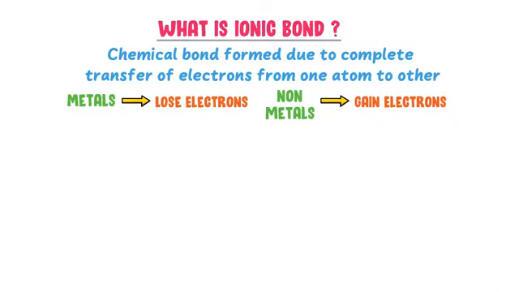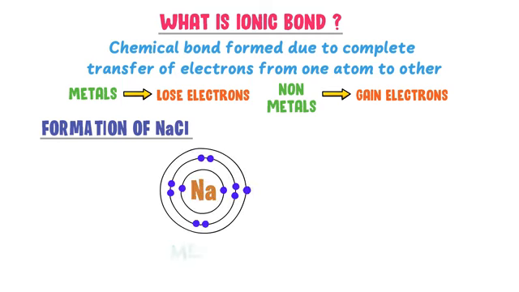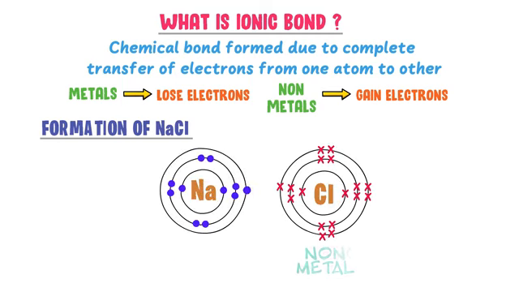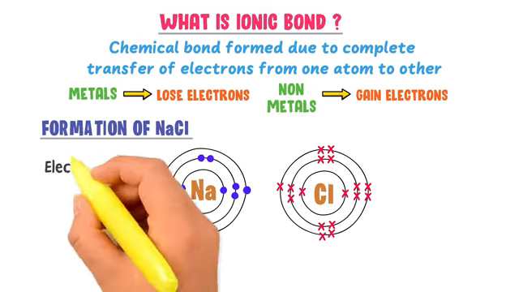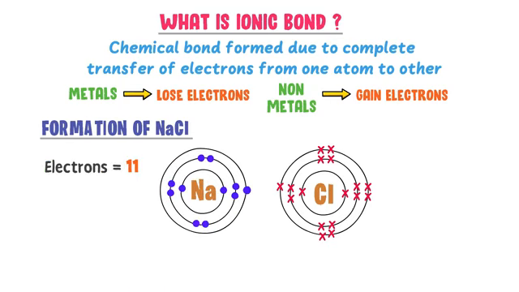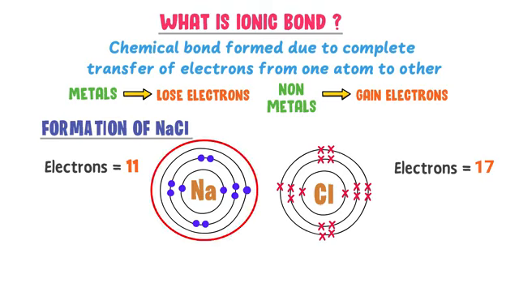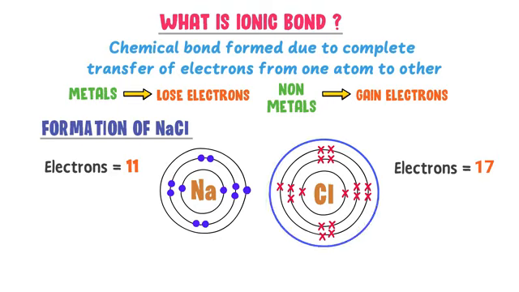For example, consider the formation of sodium chloride. Here, in this ionic compound, sodium is a metal and chlorine is a non-metal. The total number of electrons in the sodium atom is 11, and the total number of electrons in the chlorine atom is 17. Remember that in the Lewis structure, we represent the electrons of one atom by the dot and the electrons of the other atom by the cross.